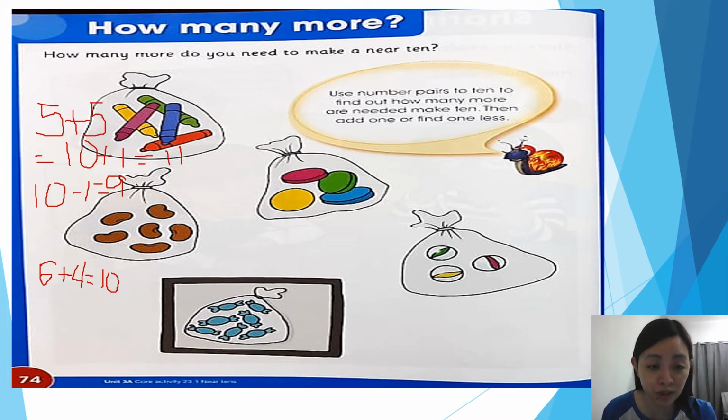Okay, so we will just do the same. 10 add 1 is 11. And then 10, 1 less is equal to 9. So 10, 1 more, or plus 1, is equal to 11. And 10, 1 less, or minus 1, is equal to 9. Okay.